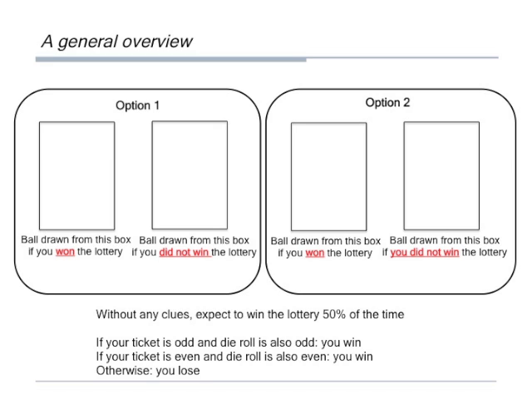of winning are 50%. If your ticket number is an odd number and the die roll is also an odd number, you win. Also, if your ticket number is an even number and the die roll is also an even number, you win. Otherwise, you lose. So there is an equal chance that you won or lost the lottery. Remember that the computer knows whether you won or lost, and the color of the ball that the computer draws from an option may give you more information.